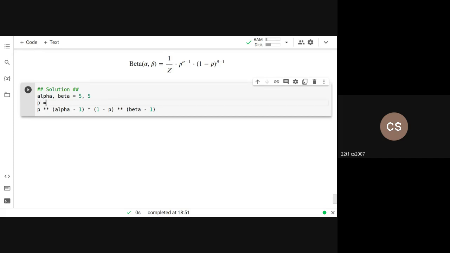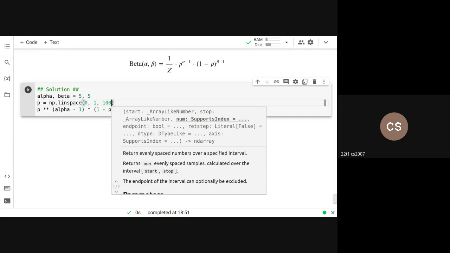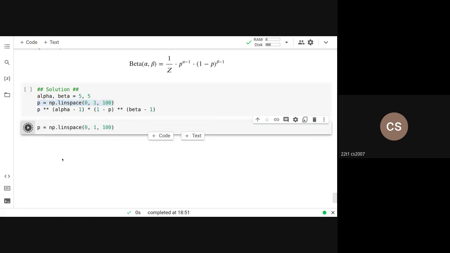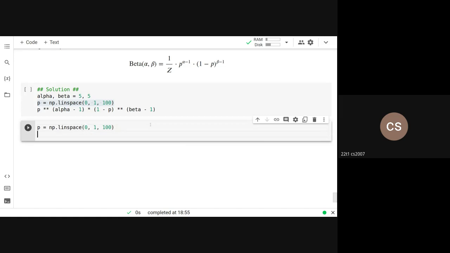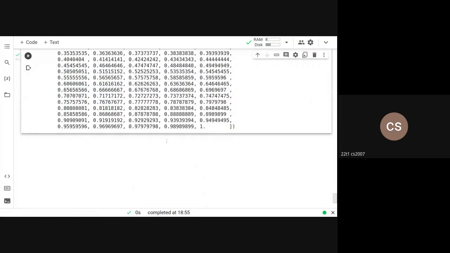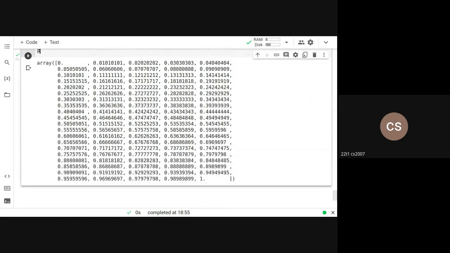For that, there is a nice way to do it. There is a command called linspace. If you provide a range, in this case 0 to 1, and ask it to generate 100 points, it will generate those points for you. Let me demonstrate this first. I'm running this, and you'll notice that it starts from 0, then 0.01, 0.02, all the way up to 1. So there are 100 equally spaced points.